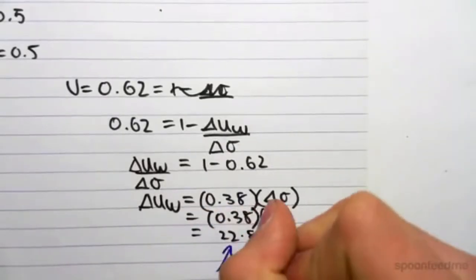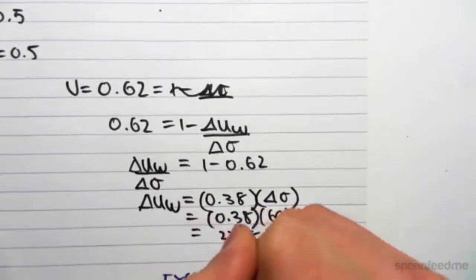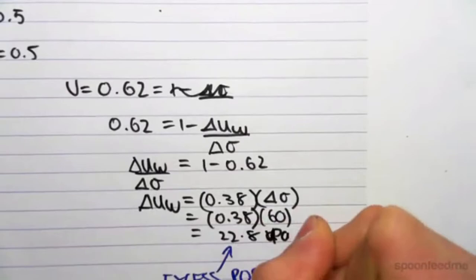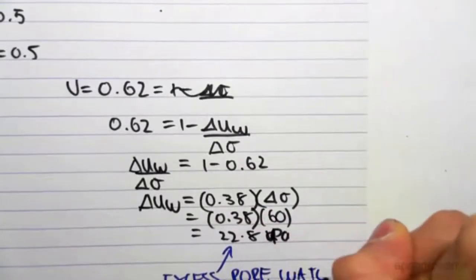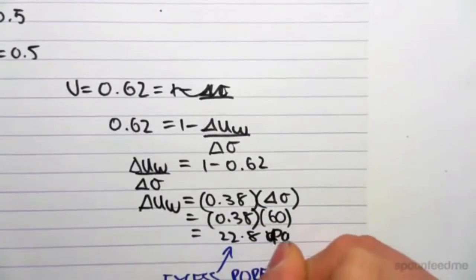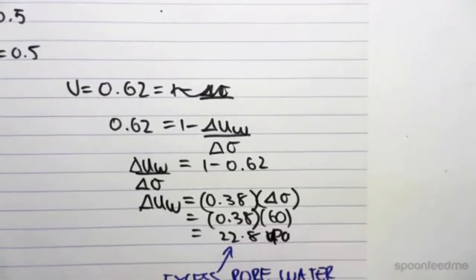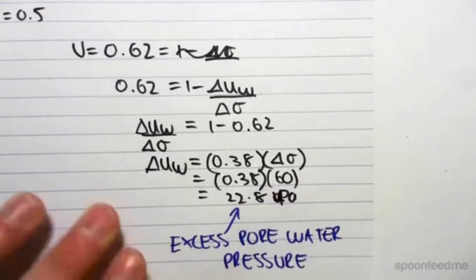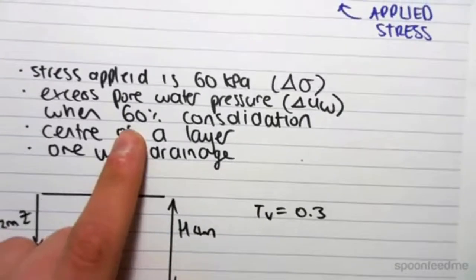22.8 kPa. So this is the excess pore water pressure, and that is at a point when 60% consolidation has occurred.